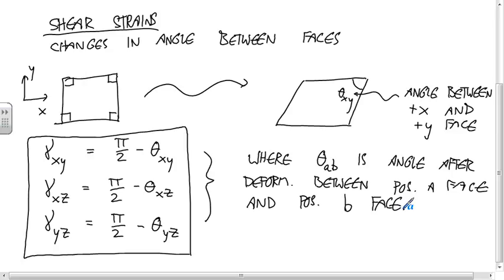Okay, so in the sign convention of normal strains, we know that a positive normal strain means that the object is elongated along that axis. Negative means that it's compressed along that axis. What does the sign convention here mean?